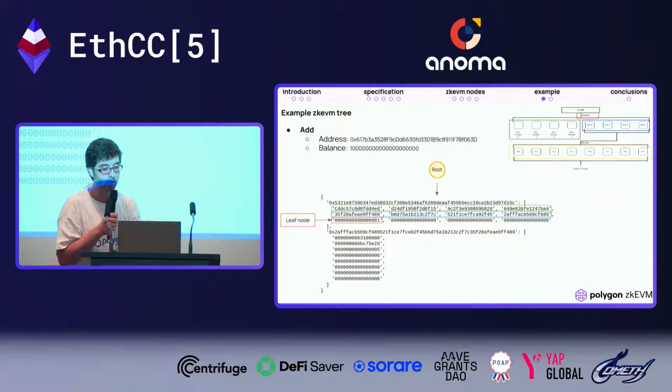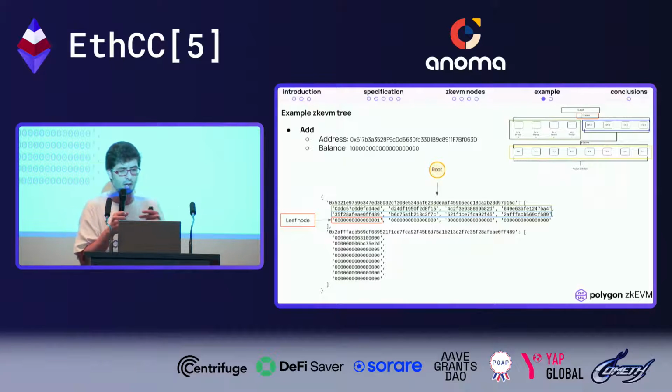How do we know that? Okay, because we have the one. As I mentioned previously, there is a flag that tells you if it's a branch node or a final node. So, okay, now we know that we have a leaf node, so we can now interpret all the fields that we have there.